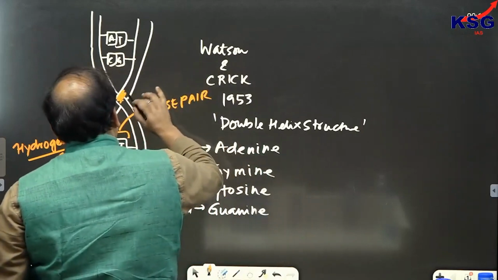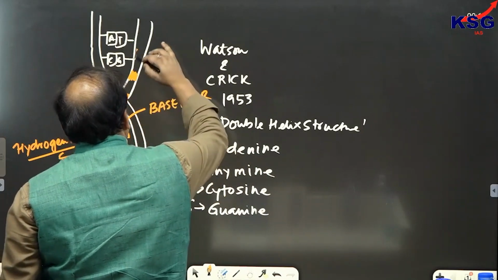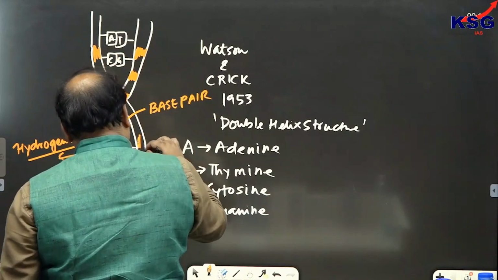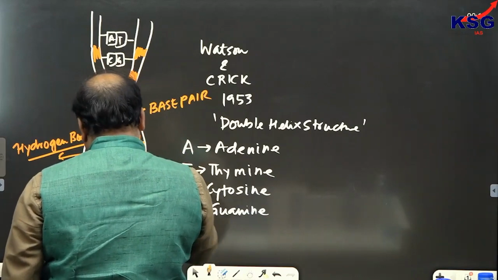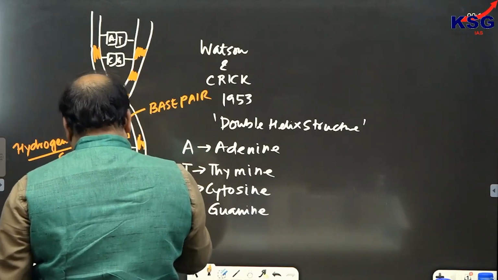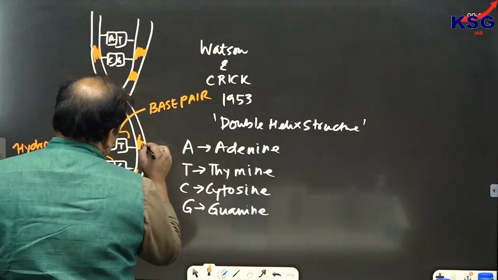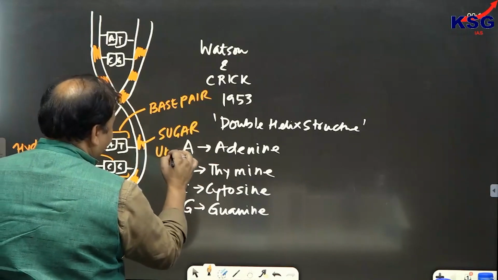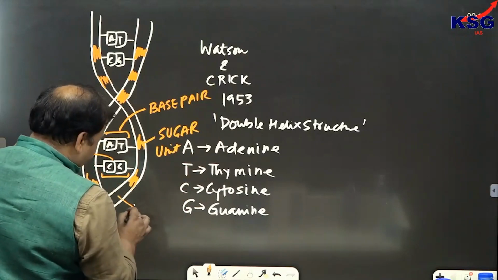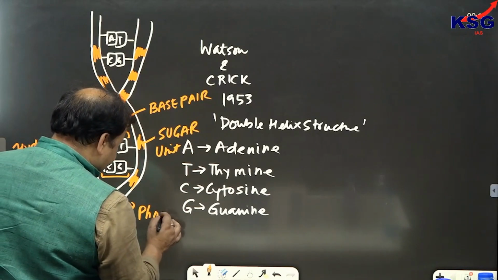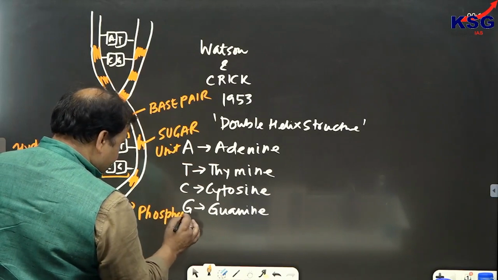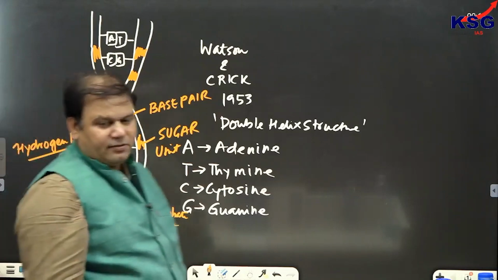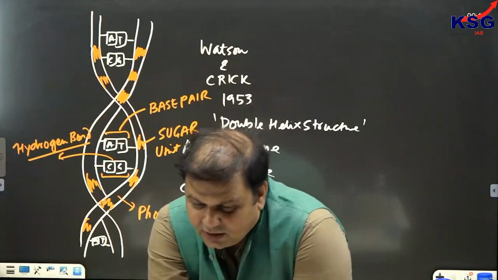And as far as the strands of DNA are concerned, we can see that in between the sugar units, a phosphate unit is present. Suppose this is a sugar unit. So in between two sugar units, a phosphate unit is also present. So this is the structure of DNA. Clear?